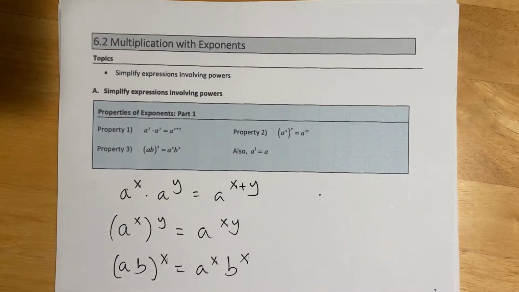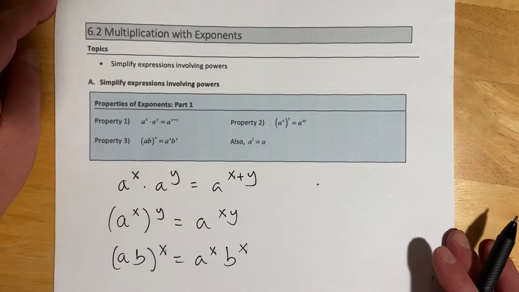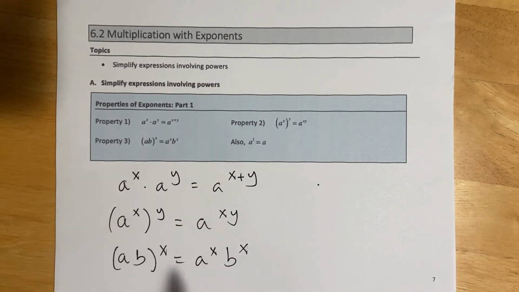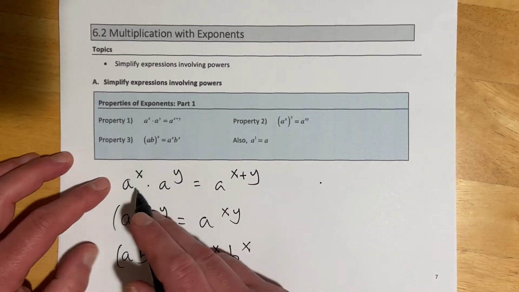Hello, this is Derek, and this is section 6.2, multiplication with exponents. In this section, we're going to see part one of the rules for exponents, and then in 6.5 through 6.7 we'll see part two. These are really small, so I wrote them a little bit bigger.